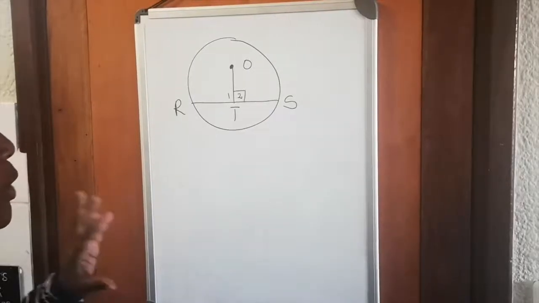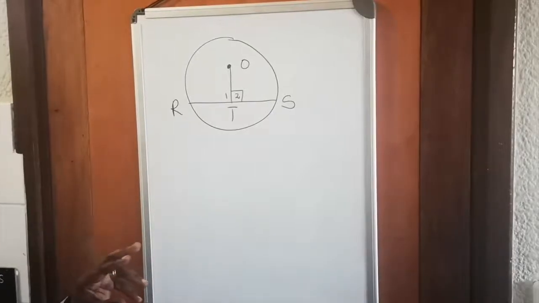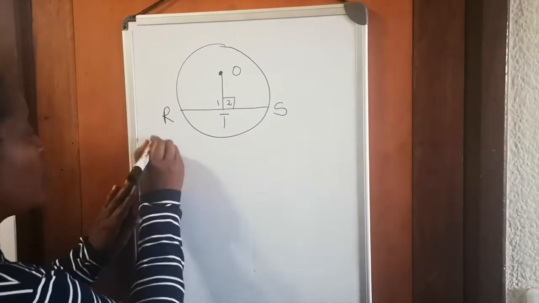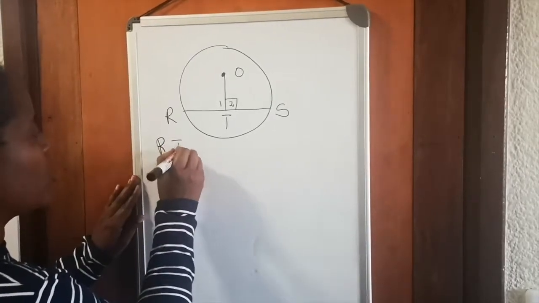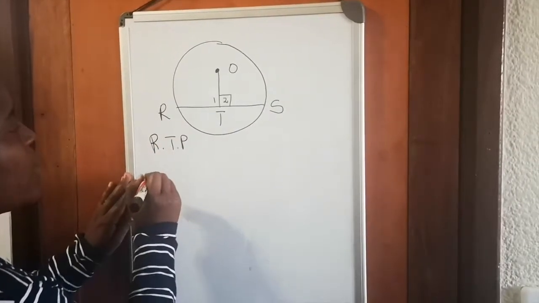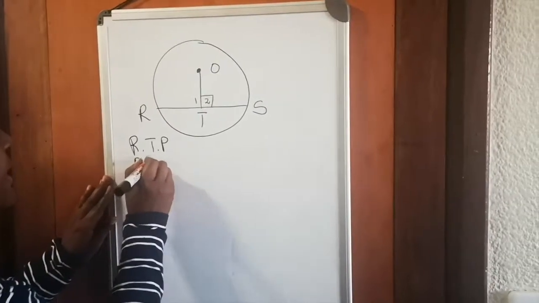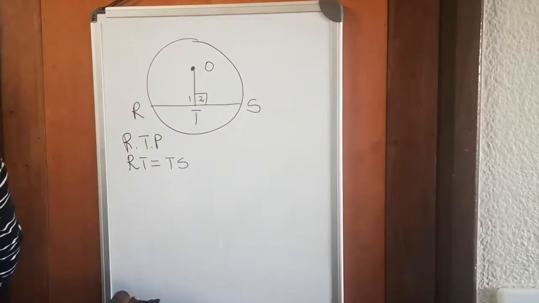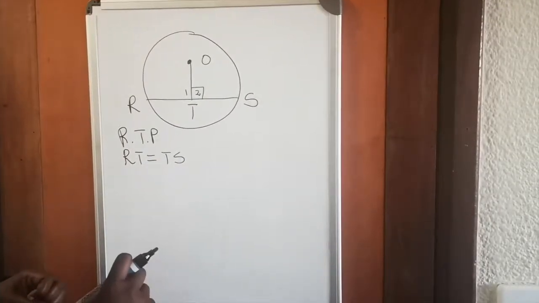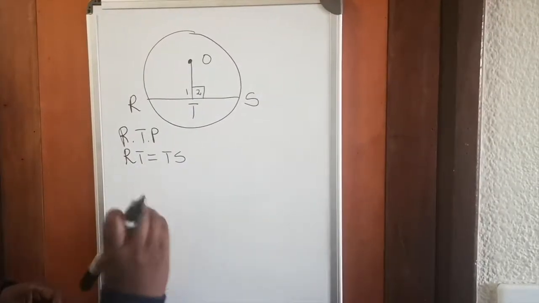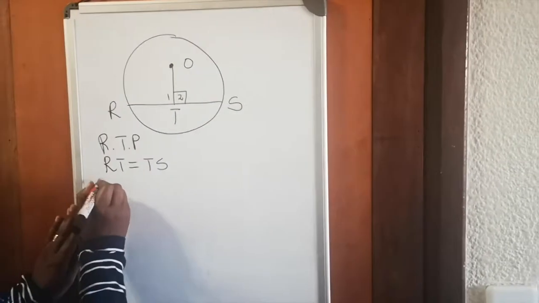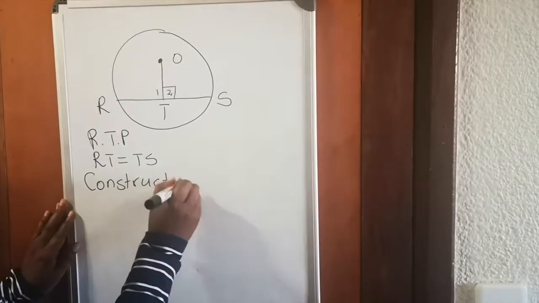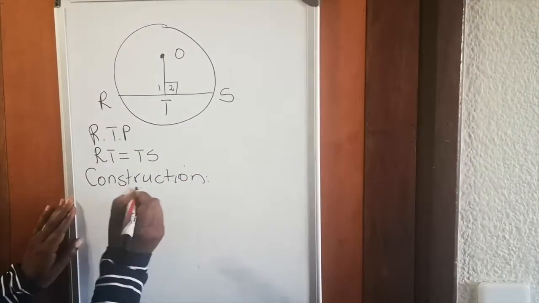On our whiteboard, we're going to prove the theorem that a line drawn from the center perpendicular to the chord bisects the chord. The first thing you need to write is what we are required to prove. We are required to prove that RT is equal to TS. This first part, you don't have to be creative. It will be in your question. You will be told what you are required to prove. The next part is construction. No construction, no marks. Wrong construction, no marks.